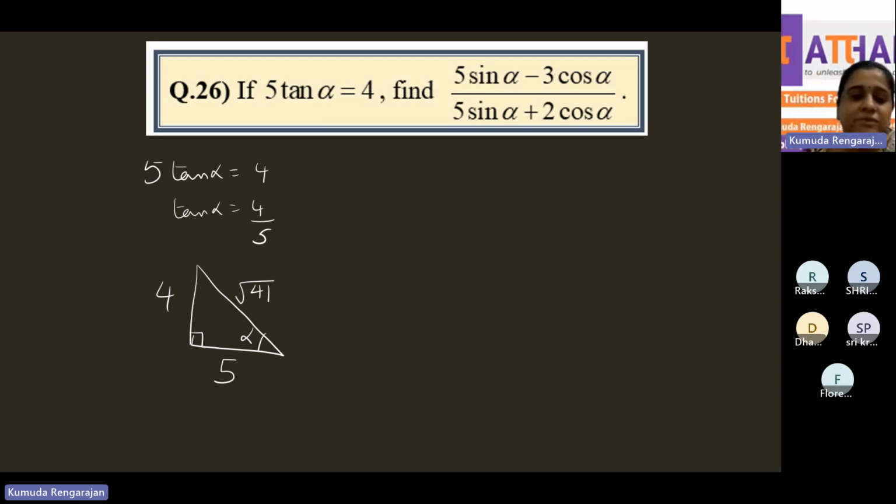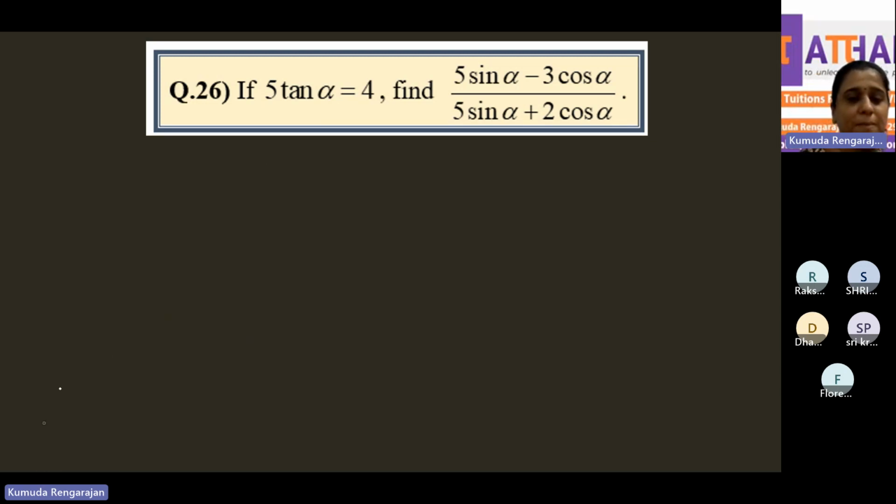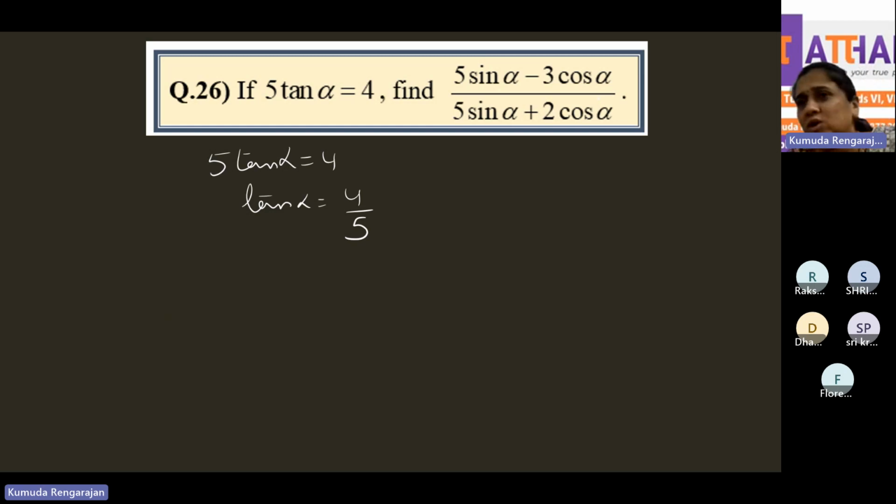That's one method. Otherwise, without using a right triangle, 5 tan alpha is equal to 4, so tan alpha is equal to 4/5. Now, in the expression, we have sin and cos alpha. How do you convert all that to tan alpha? Divide the numerator and denominator by cos. You can also divide by sin, we'll come to that later. Divide both the numerator and denominator by cos.